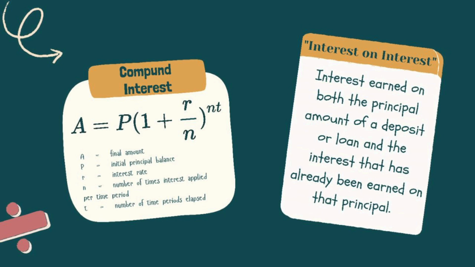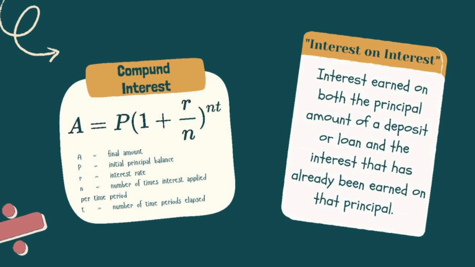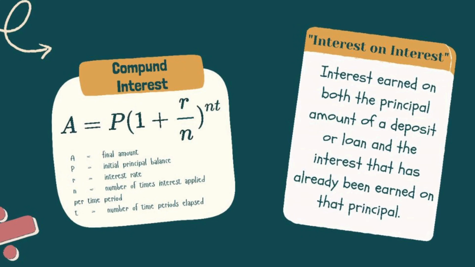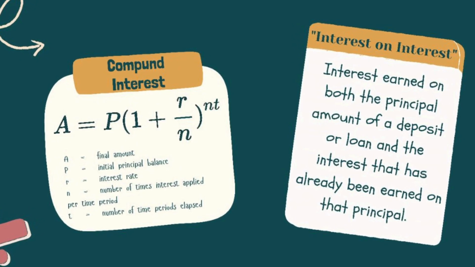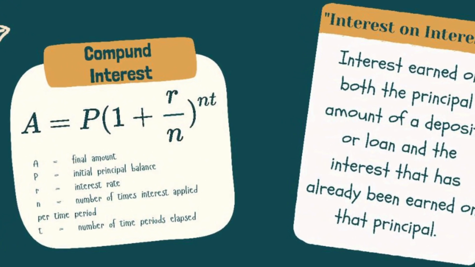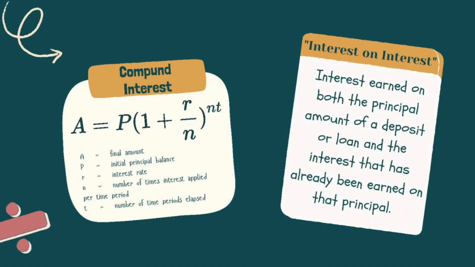The formula for compound interest is A equals P (1 plus R over N) to the power of N times T, where A is the final amount, P is the principal initial amount, R is the annual interest rate, N is the number of times interest is compounded per year, and T is the number of years. The more frequently interest is compounded, the faster the amount grows. This concept is widely used in finance, banking, and investing.